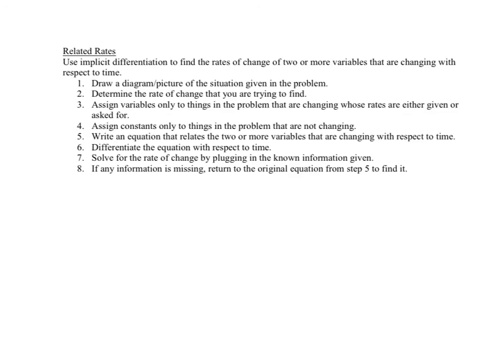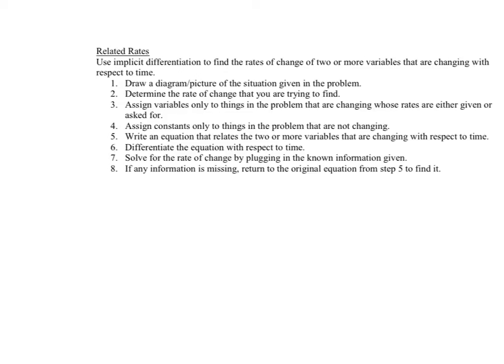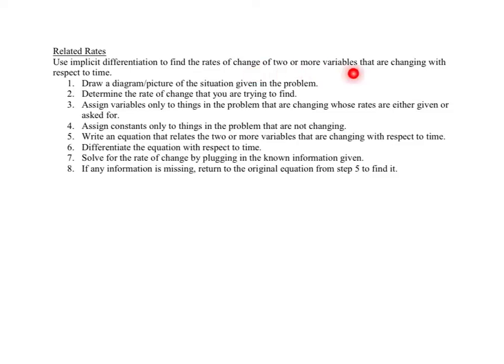So all in all, to find a related rate, we are simply finding rates of change with two or more variables that are changing with respect to time. So I do need you to pause it, copy down these steps, read them to yourself, and then we're going to go through 4 examples tonight.